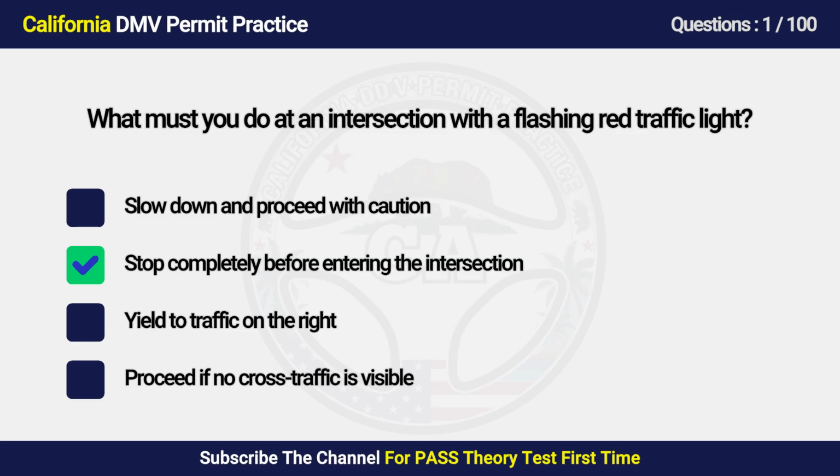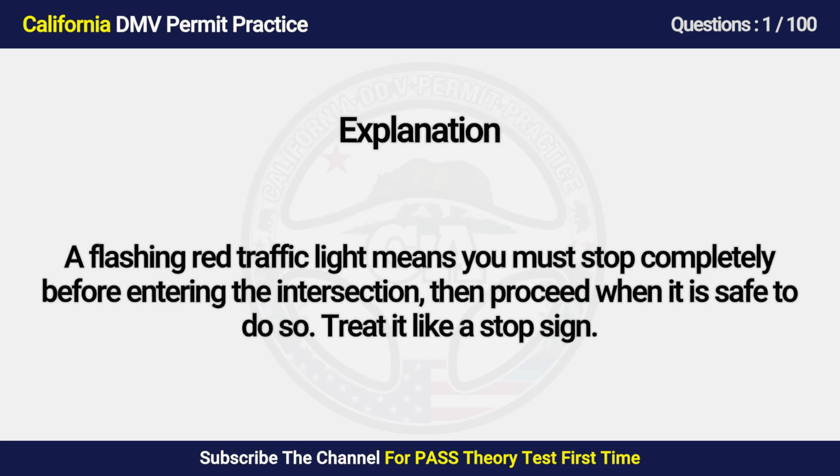Answer is B. Stop completely before entering the intersection. A flashing red traffic light means you must stop completely before entering the intersection, then proceed when it is safe to do so. Treat it like a stop sign.